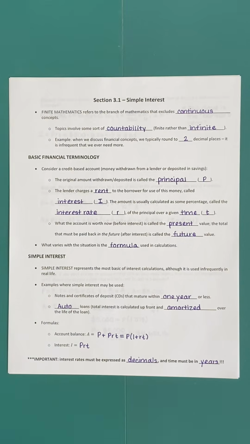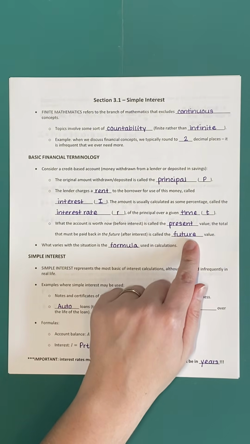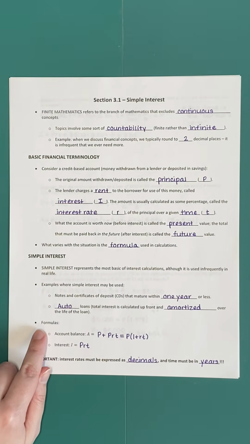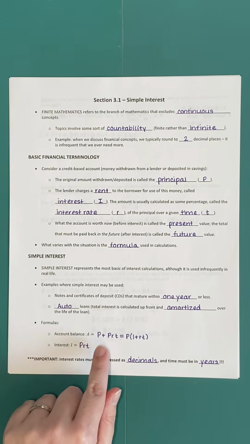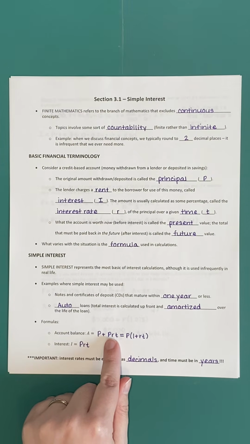So we're going to look at two formulas. Both of these can be used in pretty much any situation, but the one you want to use to be most efficient depends on what you're trying to find and what information you're given. So your account balance, otherwise known as your future value, is the balance in the account at the very end, once you pay back everything or once you end the period for your investment. We represent the account balance with the variable A. A is equal to our principal, capital P, plus P times R times T.